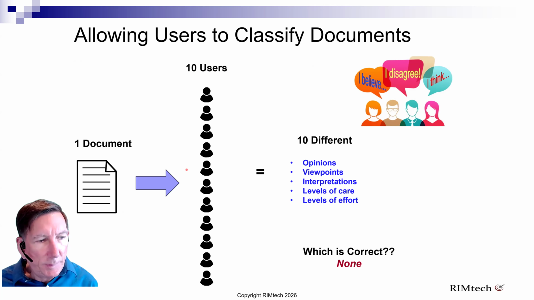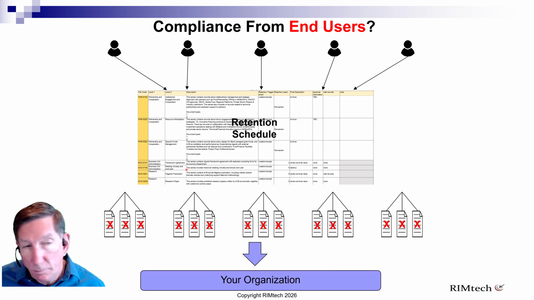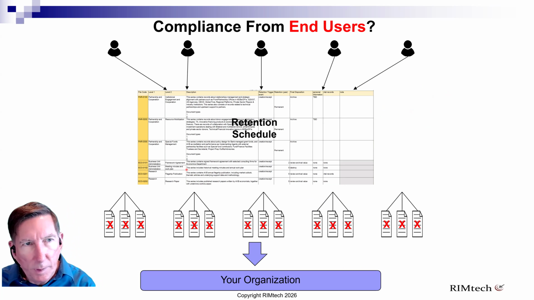You're going to get up to 10 different answers. And if you ask the same people the same question with the same document a month or two later, you're going to get a different set of answers. So what's the conclusion here? Well, the conclusion is that you have to make a tough decision right here, right now, which is where does compliance truly come from? Does it come from the users or does it come from the organization and get imposed on users?